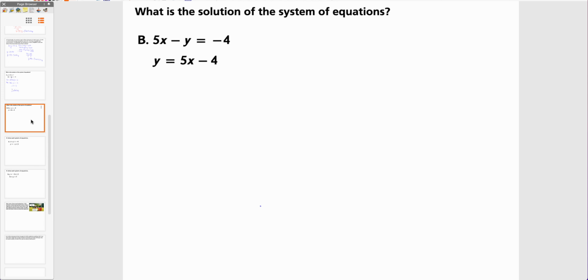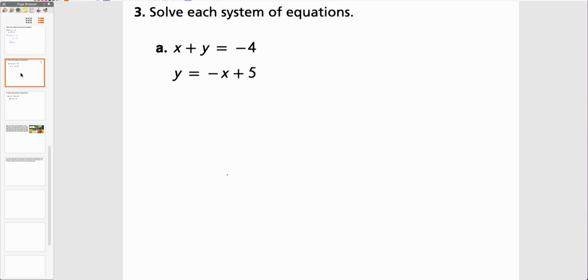So now, let's do this one. Y goes in there, so 5x minus 5x minus 4 equals negative 4. Well, that one's easy enough to see. 5x drops out with 5x. Negative 4 equals negative 4. So that's infinite solutions again. Well, that was simple enough. I like that one.